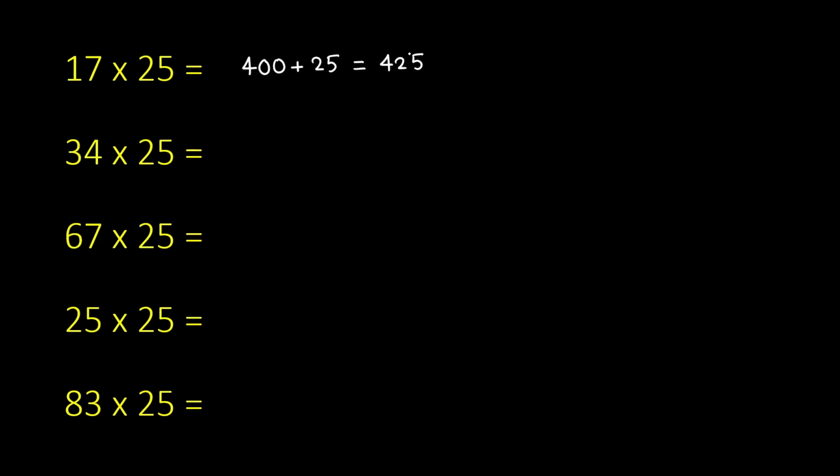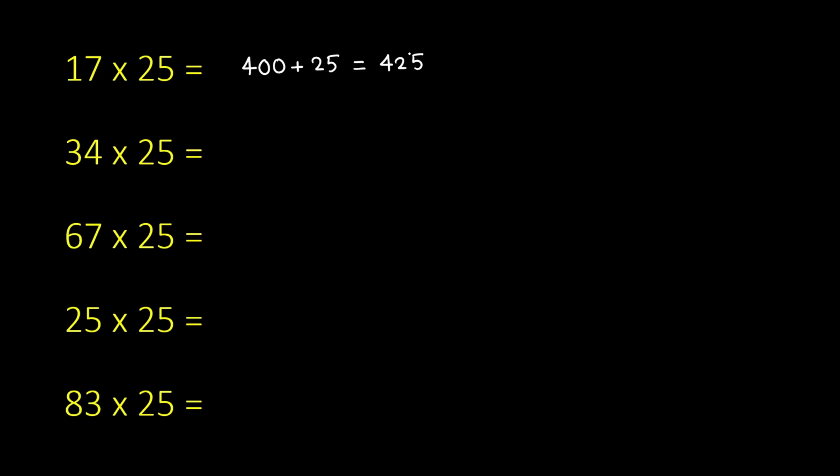Now 67 we divide by 4. When 67 is divided by 4, the quotient is 16. So it is 1600. 16 4s are 64. So 67 minus 64, the remainder will be 3. 3 25s are 75. So the answer is going to be 1675.